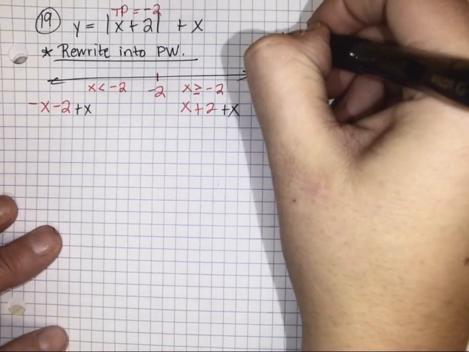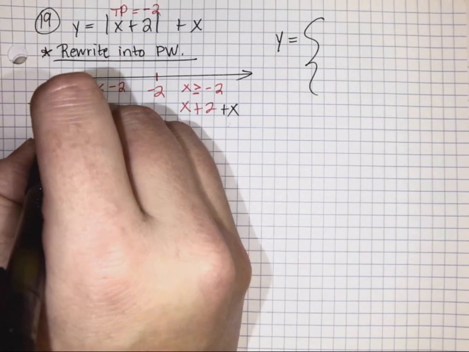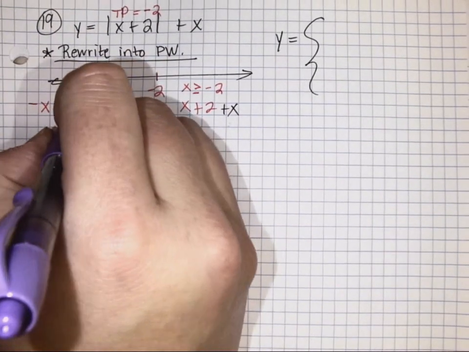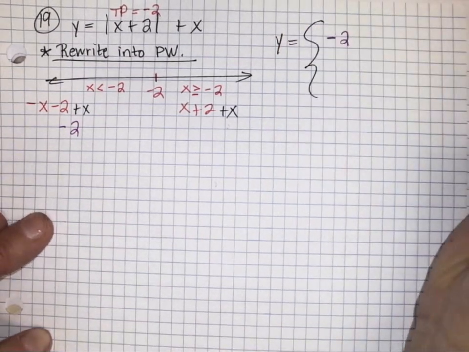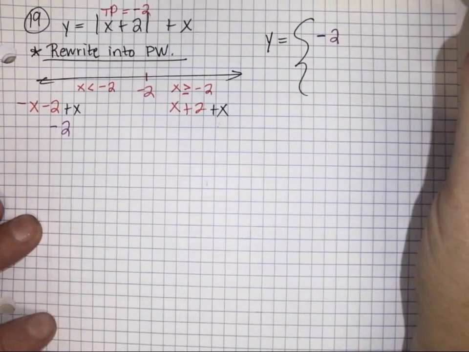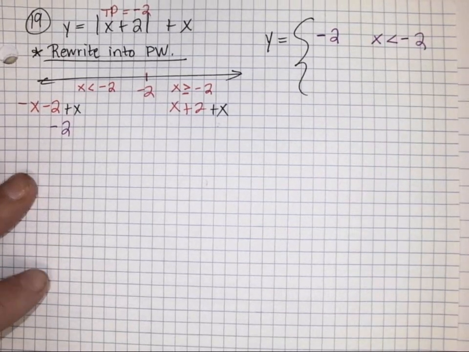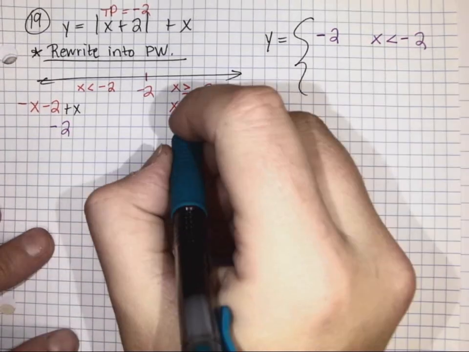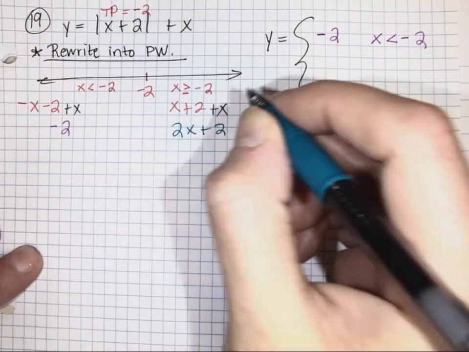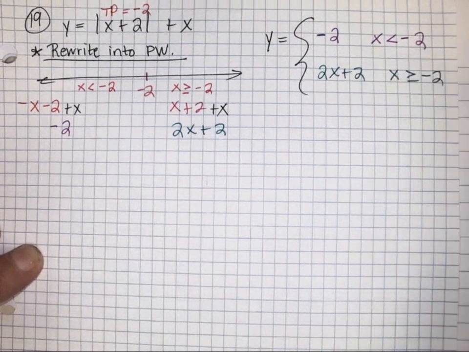Okay, so if we rewrite that into a piecewise, let's go ahead and clean this up. Notice that this part, you just get -2. Your x's cancel. So I got y equals -2, which is a horizontal line, when x is less than -2. For this part, I have y equals 2x plus 2 when x was greater than or equal to -2.